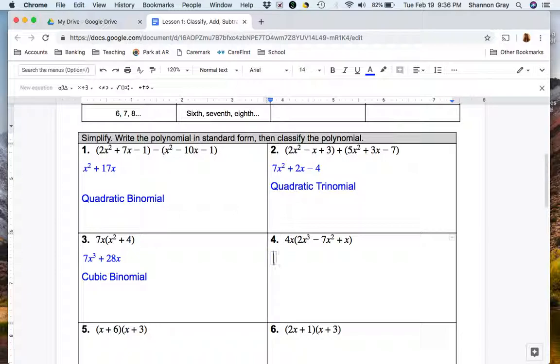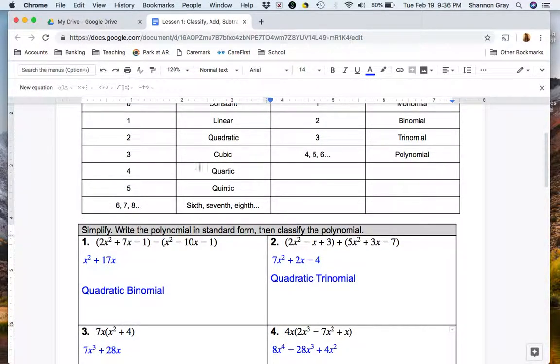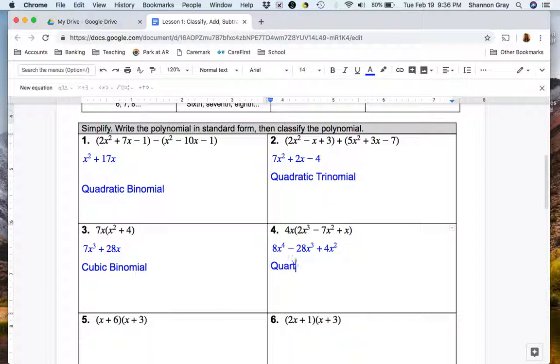All right, so for number 4, now we are multiplying. 4 times 2 gives us 8. X times x cubed is x to the 4th, minus 28x to the 3rd, and then plus 4x squared. All right, so that's the polynomial we should get. And I see that the highest exponent is 4. So I go up to my table, 4 is quartic. So this is a quartic trinomial. There's 3 terms there.